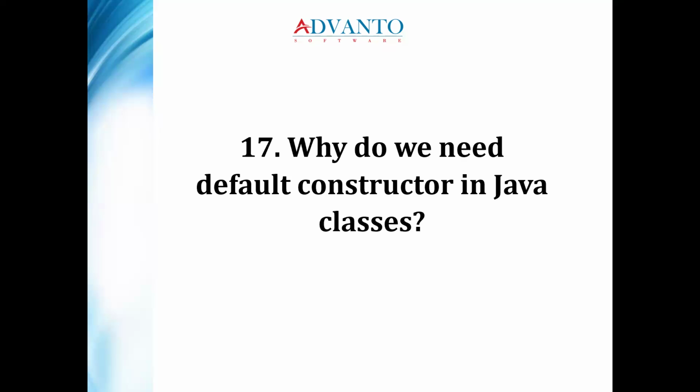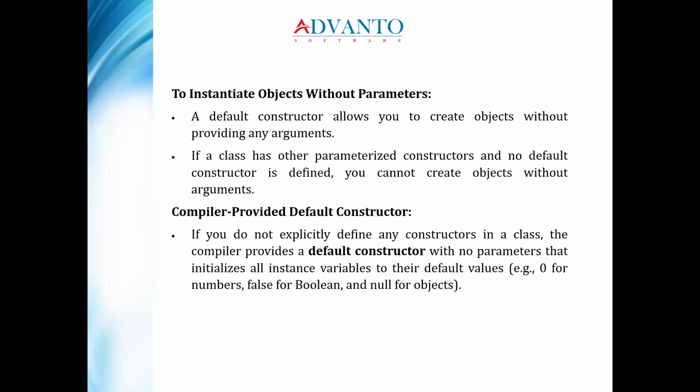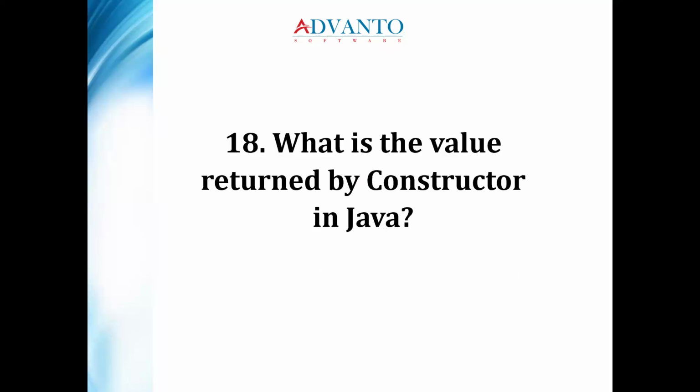The next question, why do we need a default constructor in Java classes? To instantiate objects without parameters, a default constructor allows you to create objects without providing any arguments. If a class has other parameterized constructors and no default constructor is defined, you cannot create objects without arguments. Compiler provided default constructor. If you do not explicitly define any constructors in a class, the compiler provides a default constructor with no parameters that initializes all instance variables to their default values. Example, 0 for numbers, false for boolean, and null for objects.